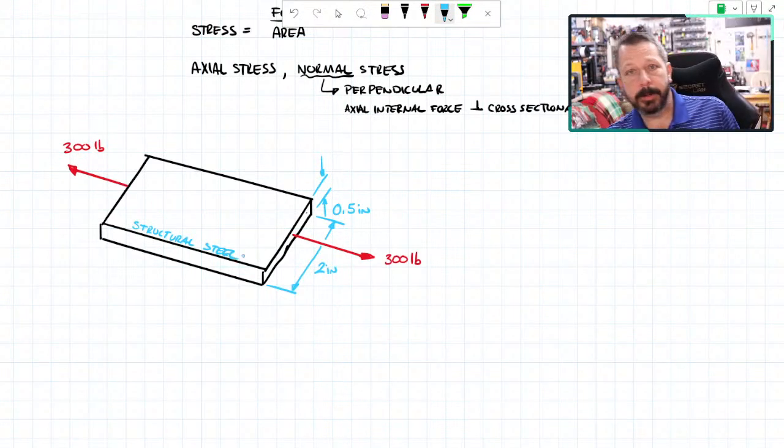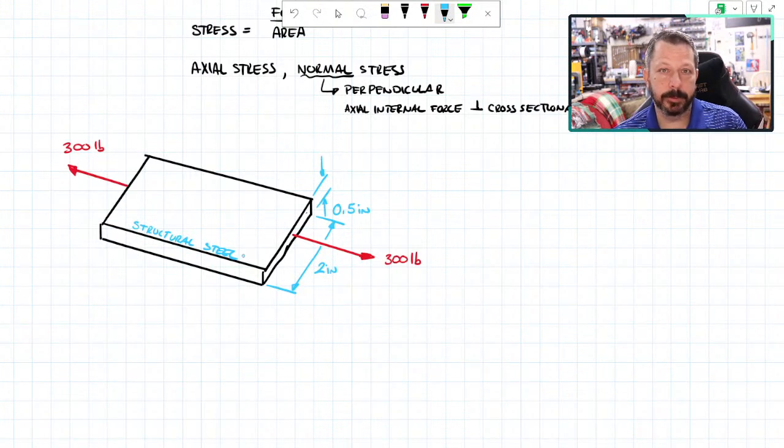So it does matter what the material is. It doesn't matter as far as calculating the stress, but how the block responds obviously depends on what the material is. If I put 300 pounds on a 2 by 1/2 inch piece of steel, that's going to have a different response from 300 pounds on a 2 by 1/2 inch block of chocolate. You know, they're going to behave very differently. So the material does matter for the response, but the stress calculation is the same either way.